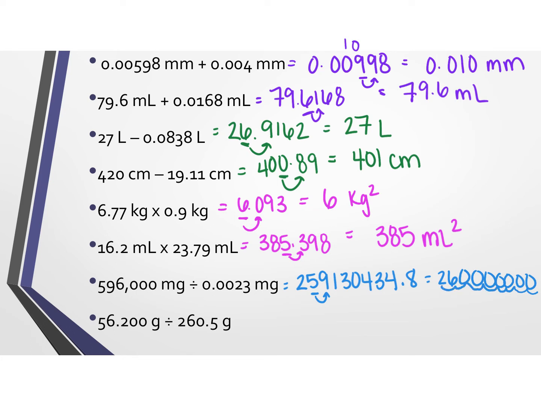Okay, so the best answer would be 2.6 times 10 to the 8th. I'll circle that so we can kind of see it. Okay, so you could do standard, but like 7 zeros is obnoxious. So convert that one to scientific notation.